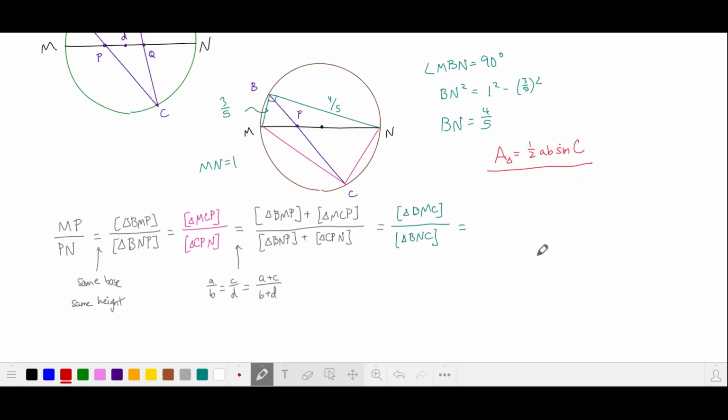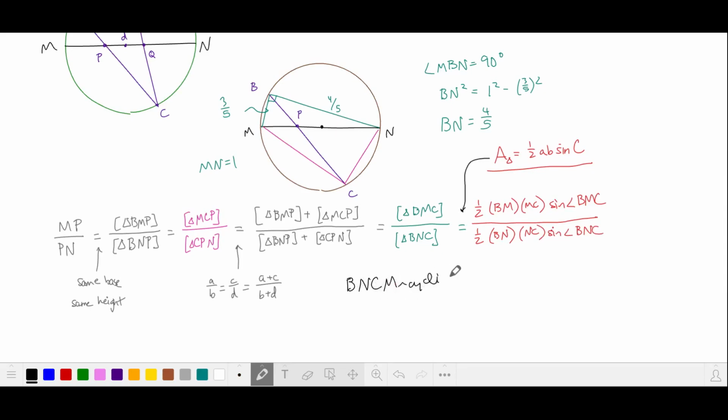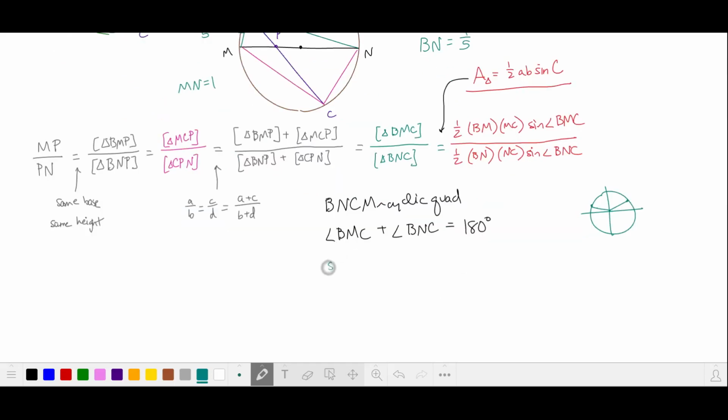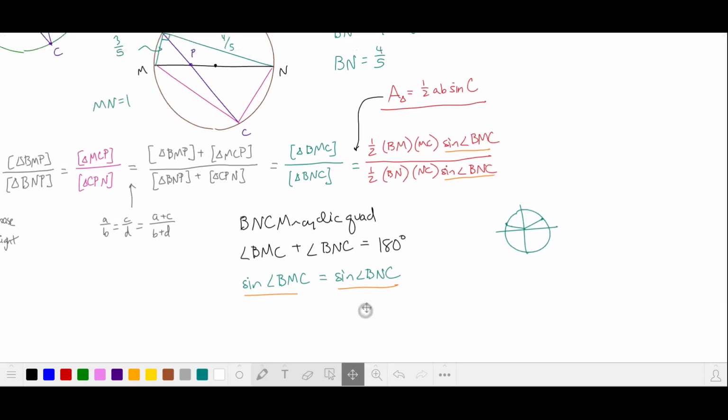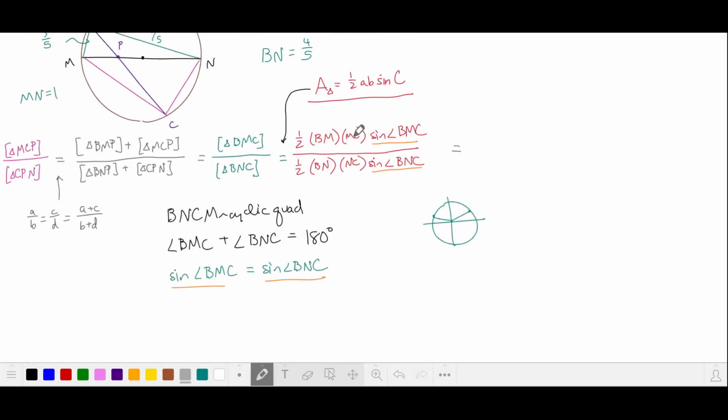Now I'm going to use this area formula on these triangles. For triangle BMC, this is 1/2 BM times MC times the sine of angle BMC, and then the same thing for the area of triangle BNC. Note that BNCM is a cyclic quadrilateral, so these opposite angles, BMC and BNC, sum to 180 degrees. So from our unit circle, we know that the sines of these two angles are going to be the same. We find these two sines in the numerator and denominator of our fraction here, and we'll cancel them out along with the 1/2. And this is the ratio we started off with in the beginning.